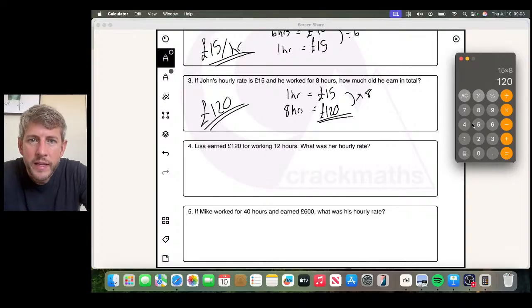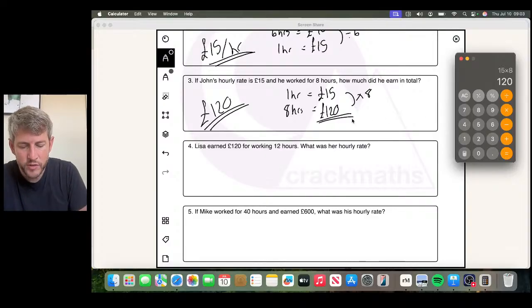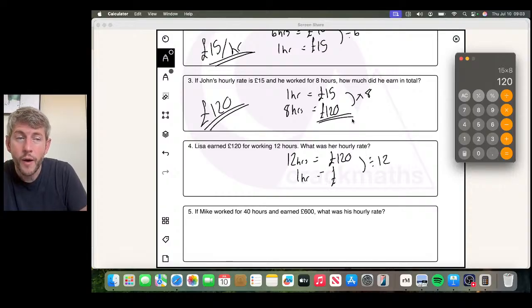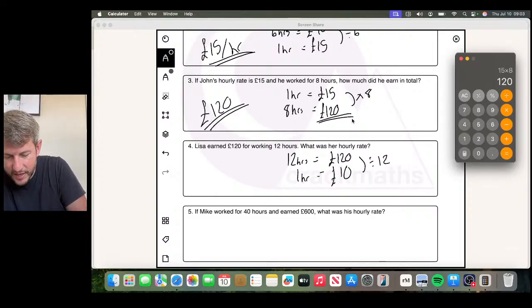Lisa earned £120 for working 12 hours. What was her hourly rate? So 12 hours equals £120, and we want 1 hour. To get from 12 to 1, we've divided by 12, so we divide this by 12 as well. I know 120 divided by 12 is 10. So Lisa is earning £10 per hour.